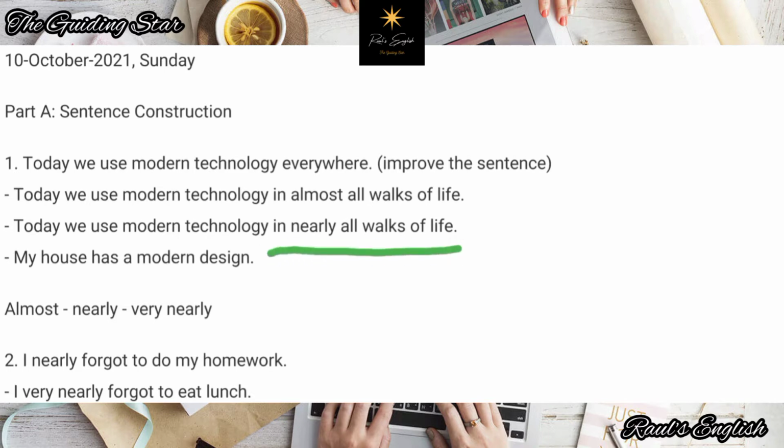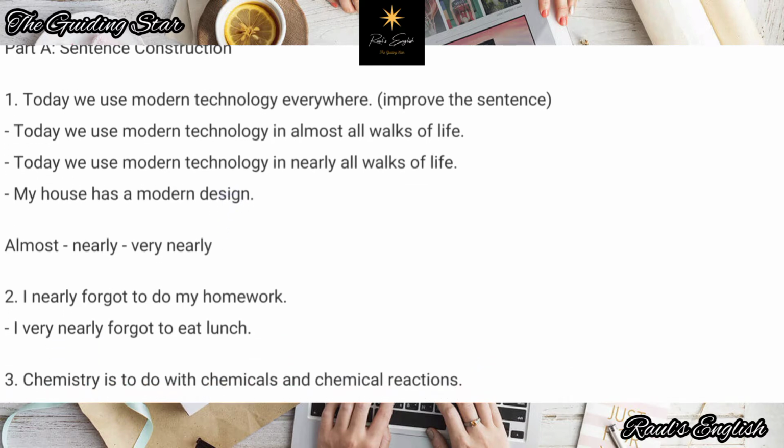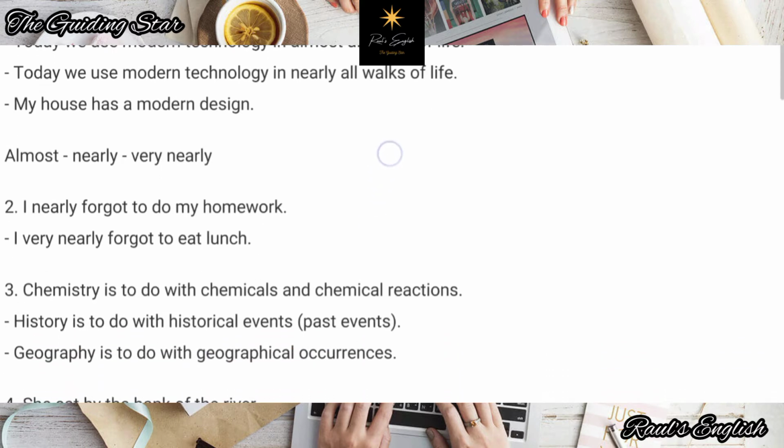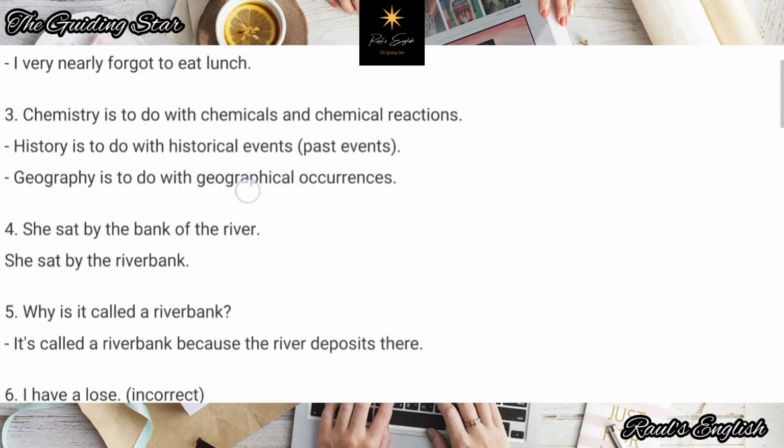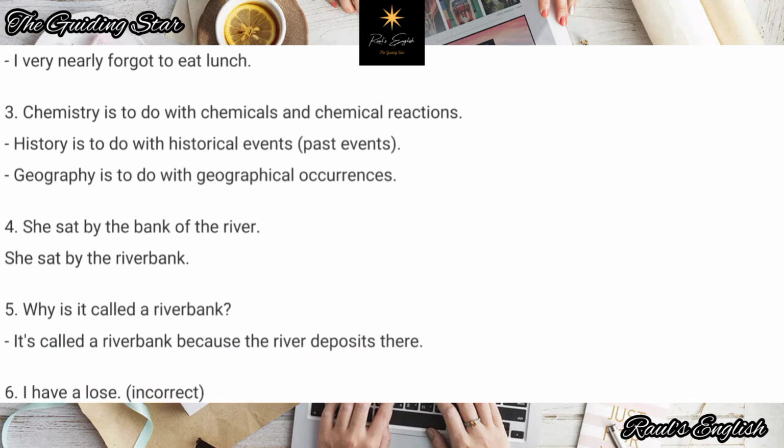My house has a modern design, right? So almost, nearly, very nearly. These three words have the same meaning. So try to vary your sentences using different words. So number 2, I nearly forgot to do my homework, or I almost forgot to do my homework. I very nearly forgot to eat lunch. Excellent. Very good. Number 3, chemistry is to do with chemicals and chemical reactions.